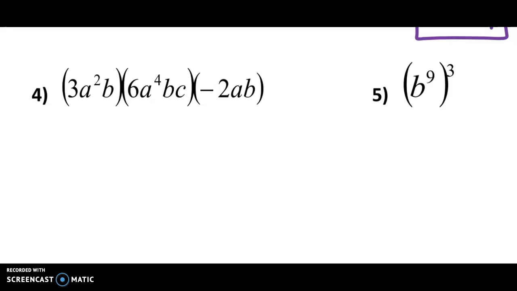Okay guys, so we're just going to get in and finish up the last two problems, so this video should be fairly short. So if you look at number 4, we have our coefficients up front, our numbers, right? 3, 6, and -2. So I'm just going to multiply them together. They have nothing to do with the exponents. Those are just numbers up front. So 3 times 6 is 18. 18 times -2 is going to give us -36.